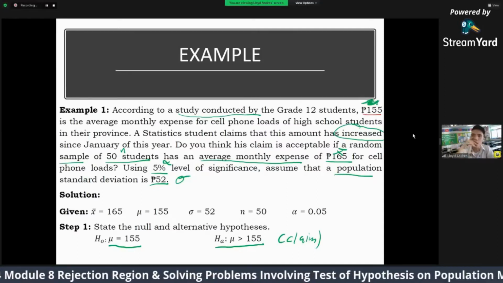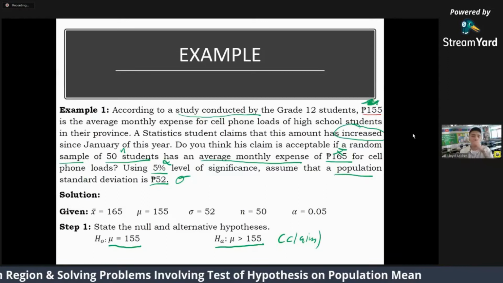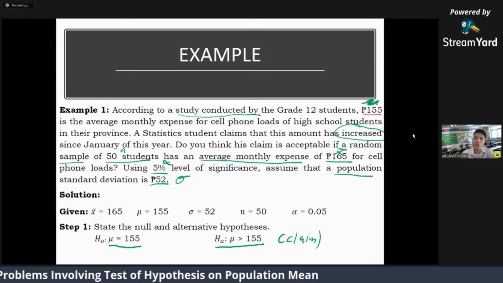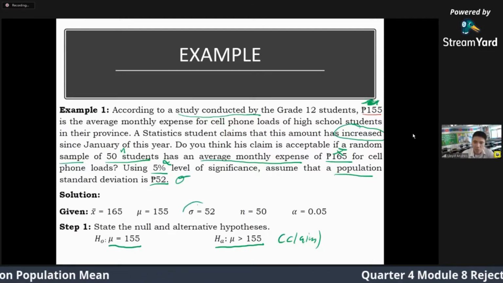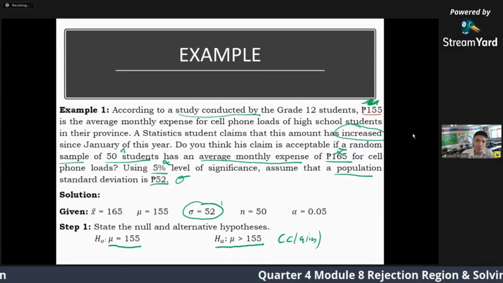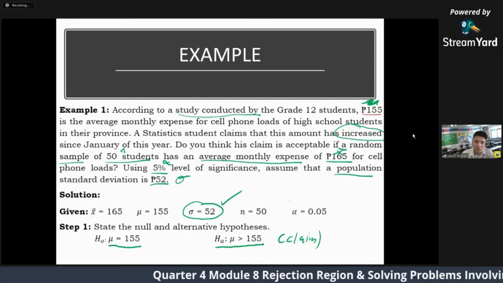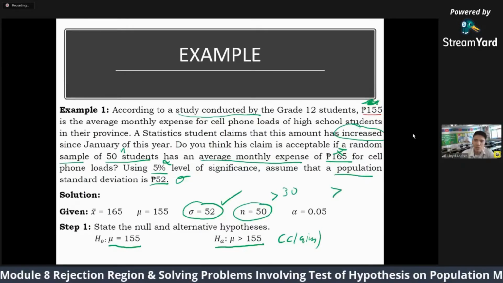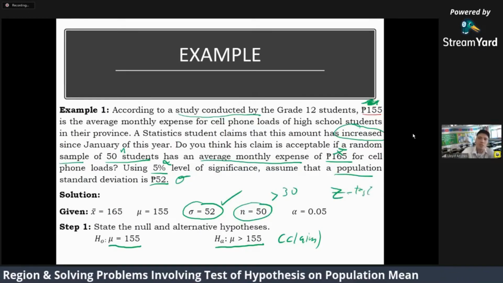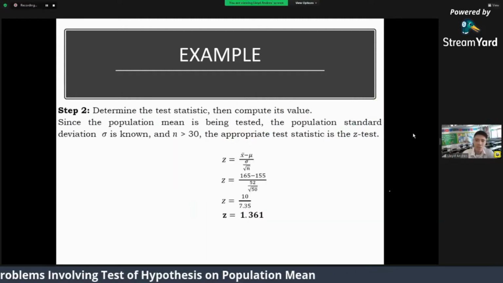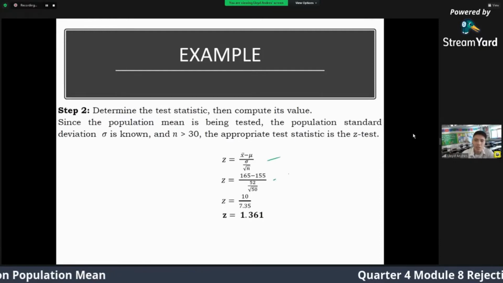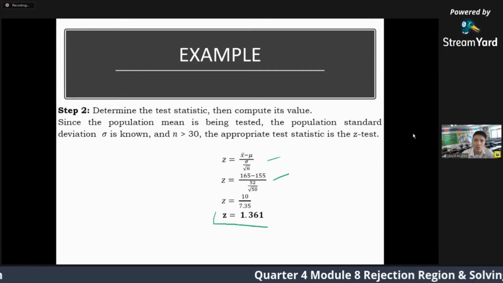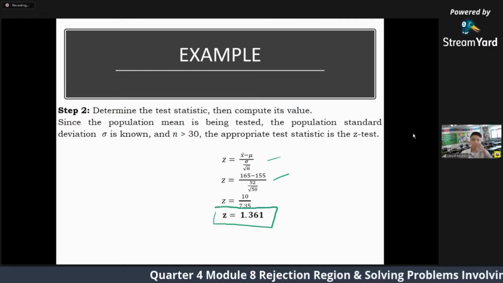Ang question, unsa nga test atong, unsa nga formula atong gamiton? Z-test ba or t-test? So, again, based sa availability sa atong population standard deviation. Since available siya or known, and actually, sample size nato is greater than 30, so, klaro nga, z-test ta. So, z-test. So, kani nga formula, gisolve na niya. Using that formula, gisubstitute na niya, then gisolve. So, we now have our computed value nga 1.361.